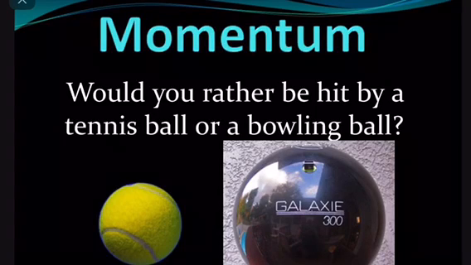So, would you rather be hit by a tennis ball or a bowling ball? I assume that you all said that you'd prefer to be hit by a tennis ball than a bowling ball. But what if the tennis ball was moving at 200 meters per second and the bowling ball was going really slowly? Would that change your answer? If you said yes, you are correct. This is what momentum is.